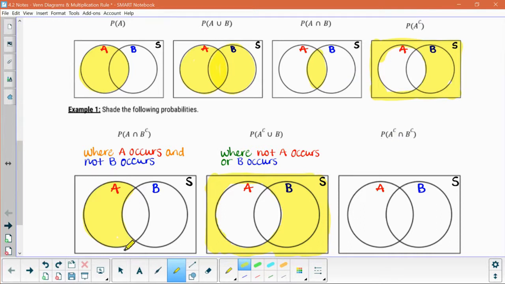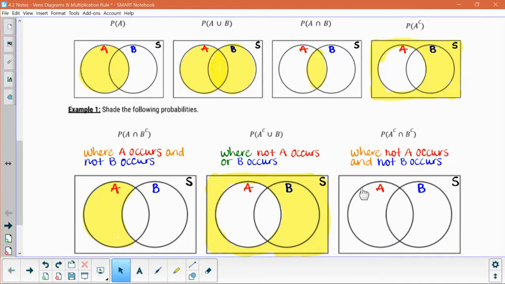And then I have the probability of not A and not B. And remember, this is why it's important for us to include the box around our Venn diagram, because this shaded region is just the sample space outside of the Venn diagram. I'm going to shade everything outside of my two circles.